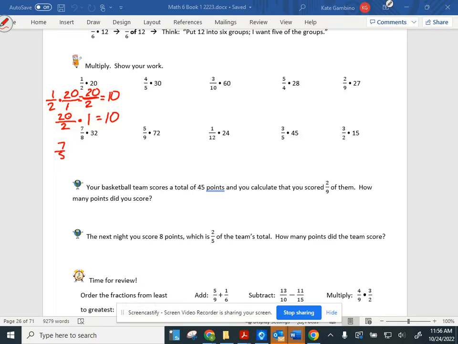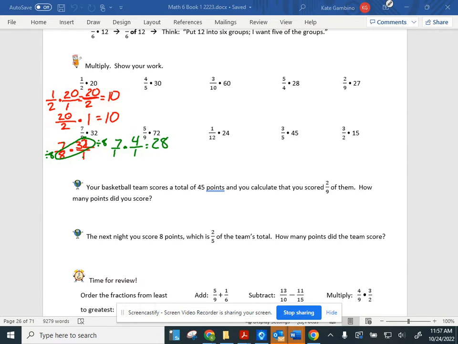If we have 7/8 times 32 over 1, we could cross simplify and say, oh, I can divide an 8 out of both of those. So I can rewrite it. I can't cross simplify my 7 and my 1. So that 7 and 1 will stay the same. But 8 divided by 8 is 1. 32 divided by 8 is 4. So 7 over 1 times 4 over 1 gives me 28.